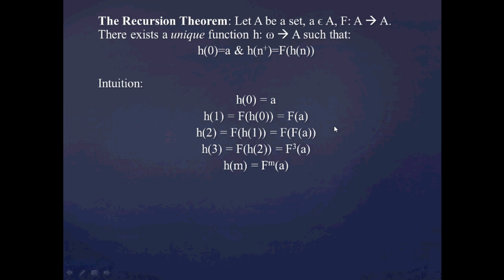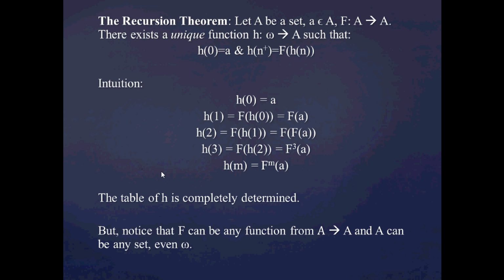So hopefully you can see from this that once I know what h of 0 is, once I define h of 0 to be something, and I set up h and f to be related in this manner through the succession, and I know what f is doing, then h is completely determined. And in my terminology, I say that the table of h is completely determined. One additional thing to note here is that this function taking A to A is left in the abstract, and A is left in the abstract, so A can be any set. And in fact, when we set up arithmetic, we're going to let A be the set omega, so f is going to actually take omega to omega, and h would also take omega to omega.